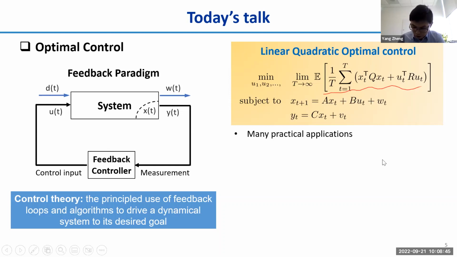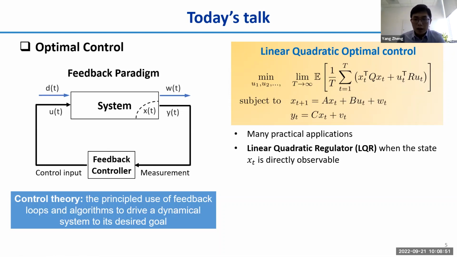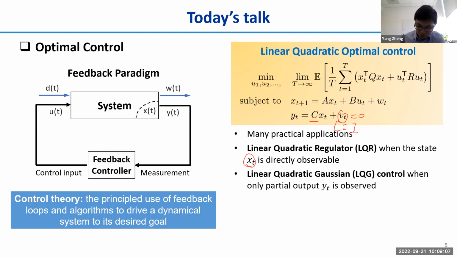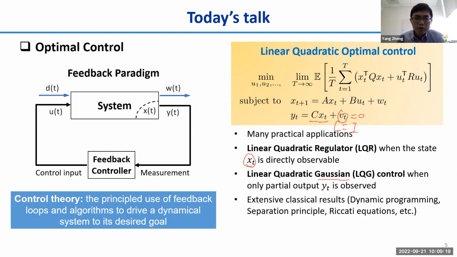This formulation has a lot of practical applications. If we can directly observe the system state x_t, which means the matrix C is the identity or the noise is zero, this problem is known as the linear quadratic regulator, or LQR. If we cannot observe the system state directly and can only observe some system output, this problem is known as linear quadratic Gaussian, or LQG, control. For both of these problems, there are very extensive classical results, such as dynamic programming and the Riccati equation, which allow us to get an optimal control policy for both of them.